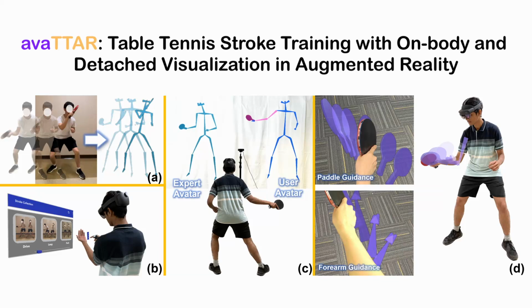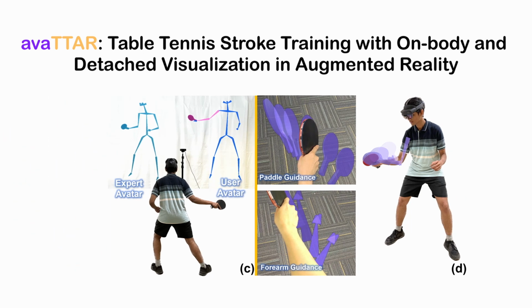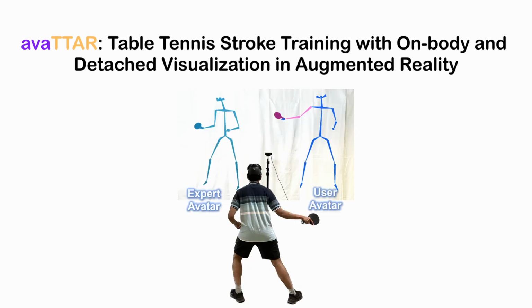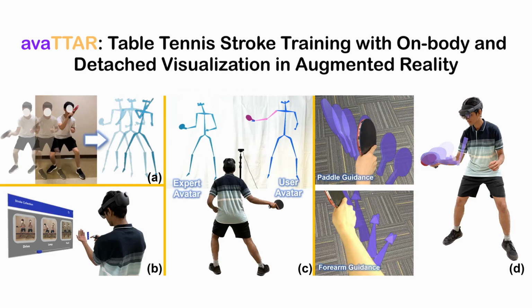To address these challenges, we have developed an augmented reality system called avaTTAR for table tennis stroke training. avaTTAR is designed to offer a unique combination of on-body and detached visual cues. The on-body visuals overlay virtual cues directly onto the user's physical body, enabling first-person view guidance. The detached visuals separate cues from the user, facilitating third-person observation of movements. These cues are all aimed at improving the learning experience during stroke training.